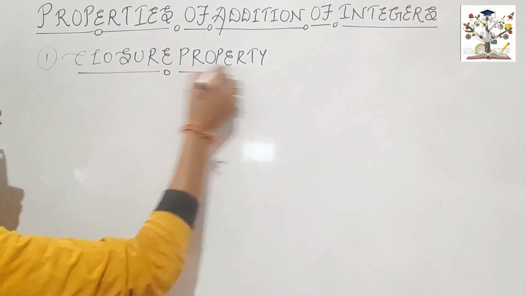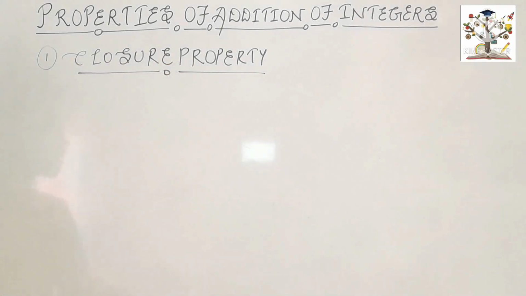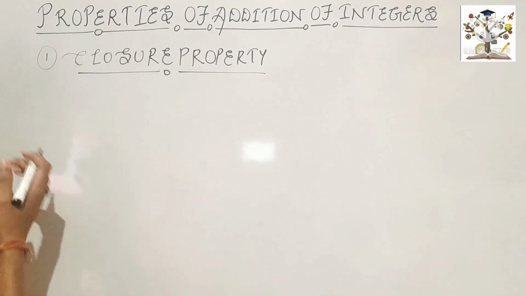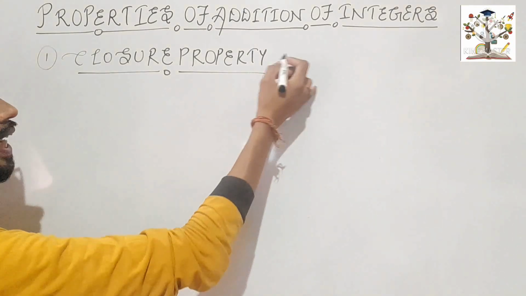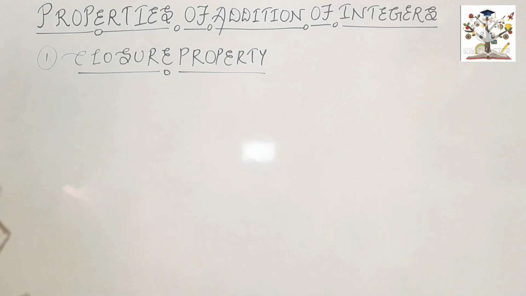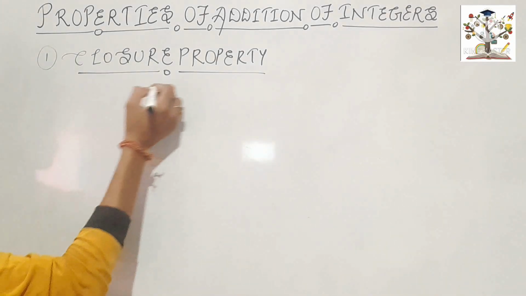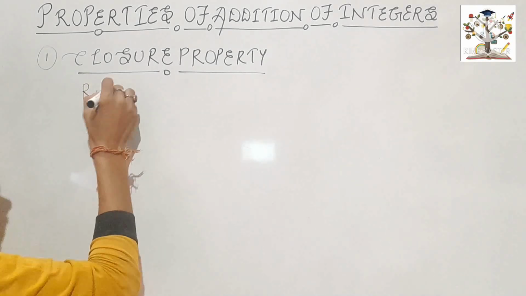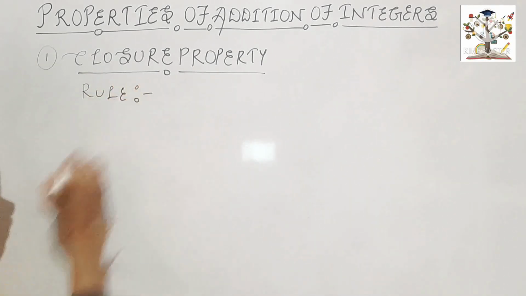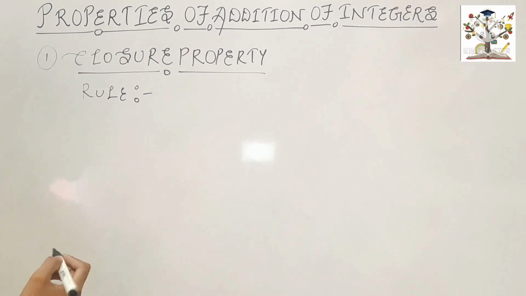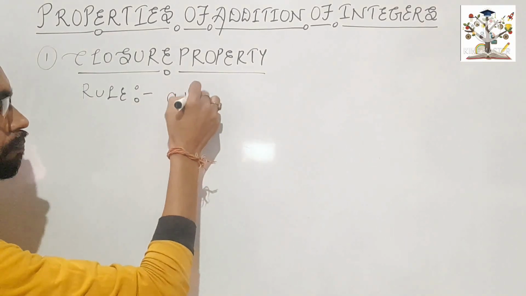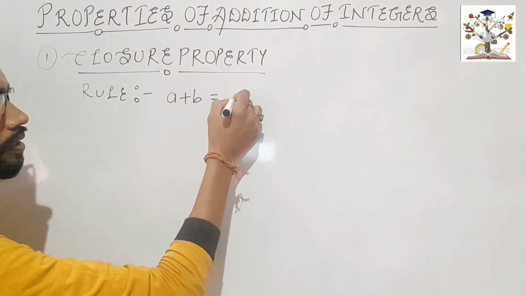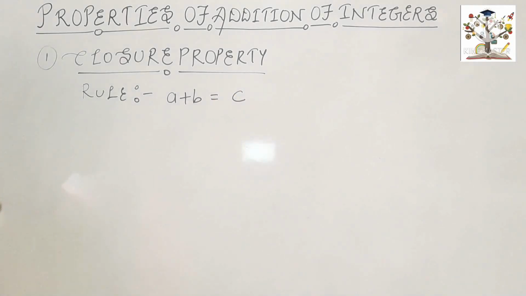In order to understand all the properties, please do watch the video till the end, which will definitely help you clear your basic knowledge about addition of integers. So what is the rule for the closure property? The rule is, suppose we add two integers, a plus b, I'll get a new integer. That means I get c.